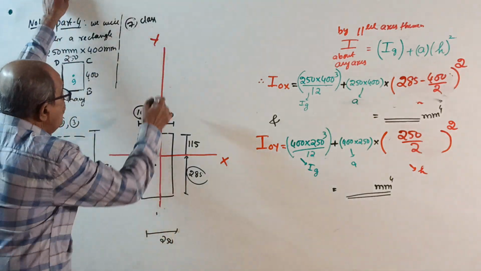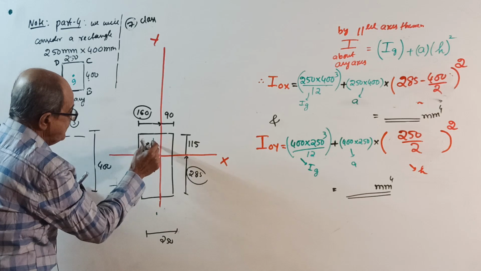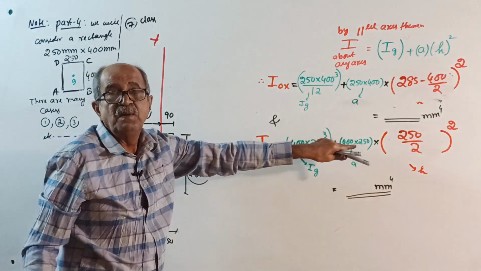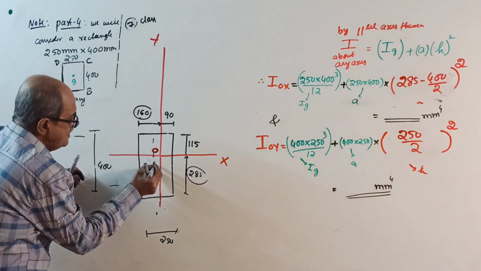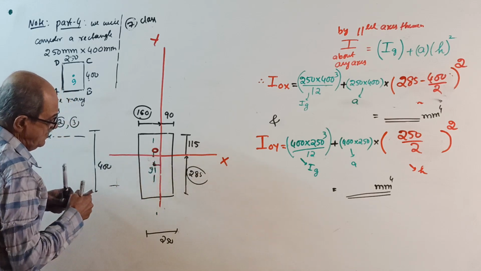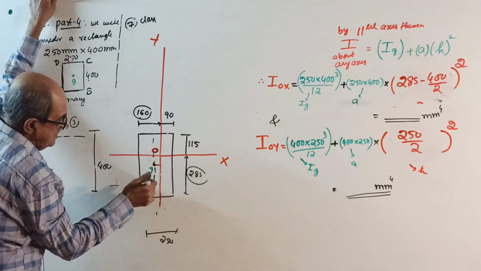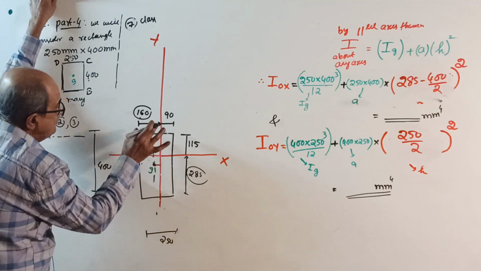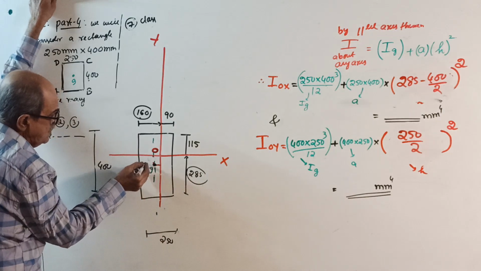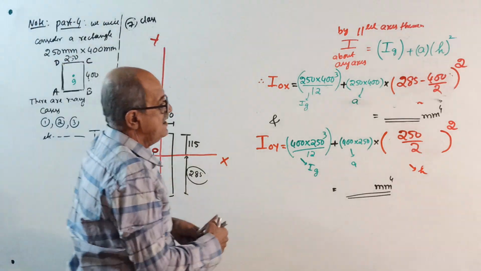Okay. I about OY. Start. First, remove this one. I about its own axis: 400 into 250 cube by 12 plus area into, now see, it is this distance square. From centroid to OY, this distance square is, if I see here, this is 160, this is 250. From centroid to here is what? This is 250, this is 160, centroid is here. When this is 250, this is 125, 250 by 2. So 160 minus 250 by 2 whole square.